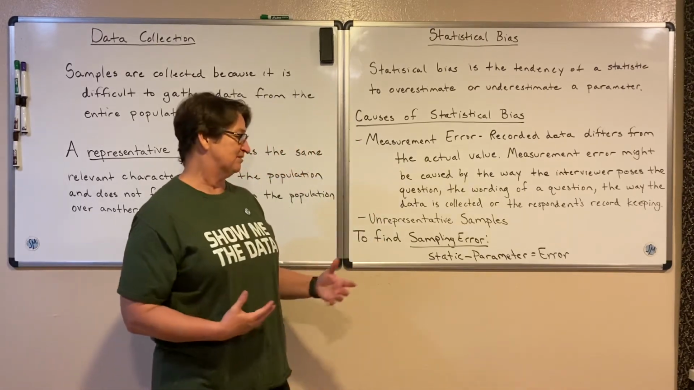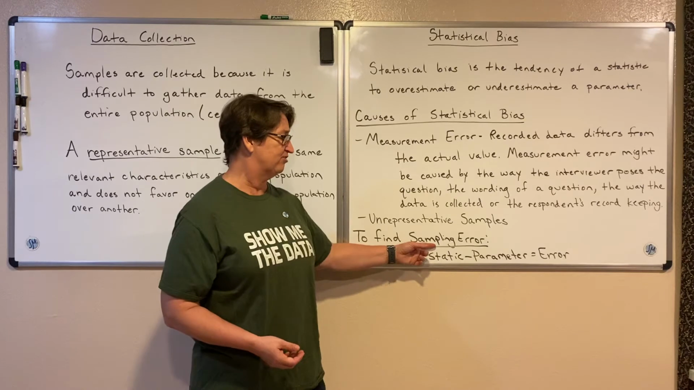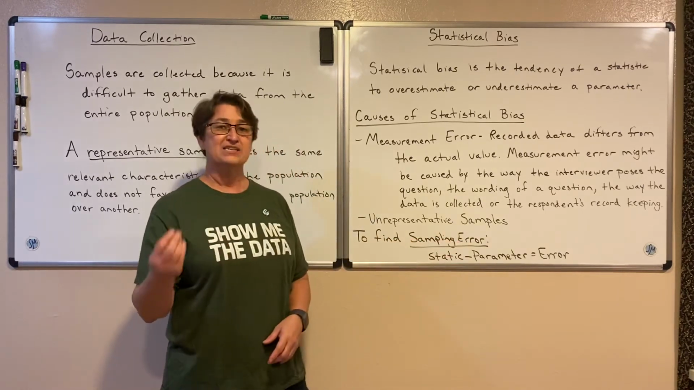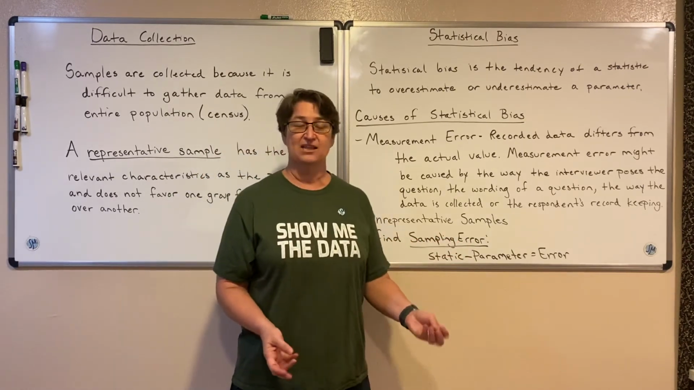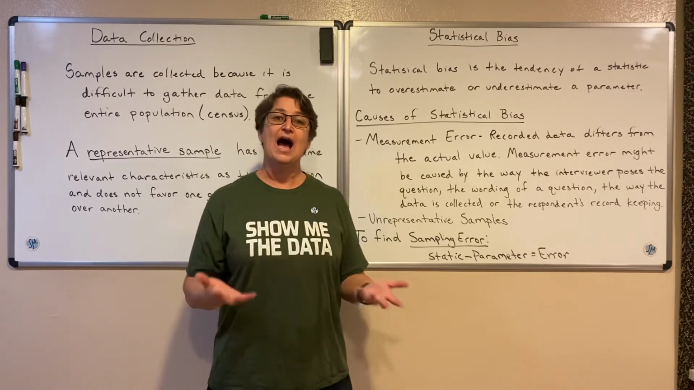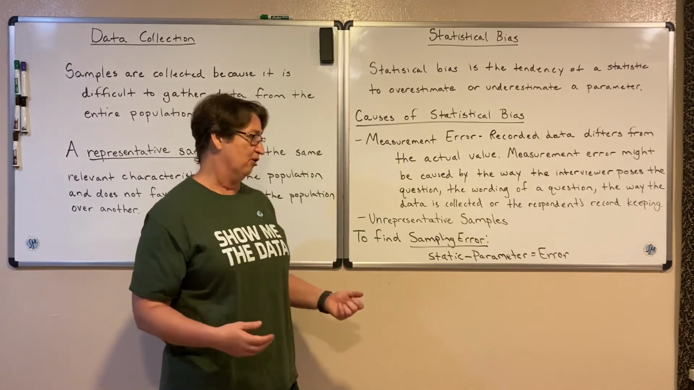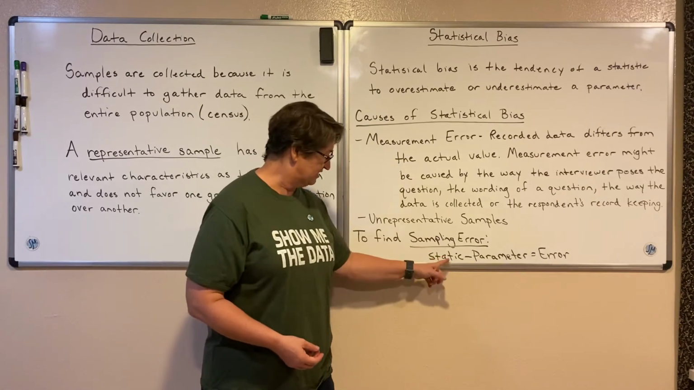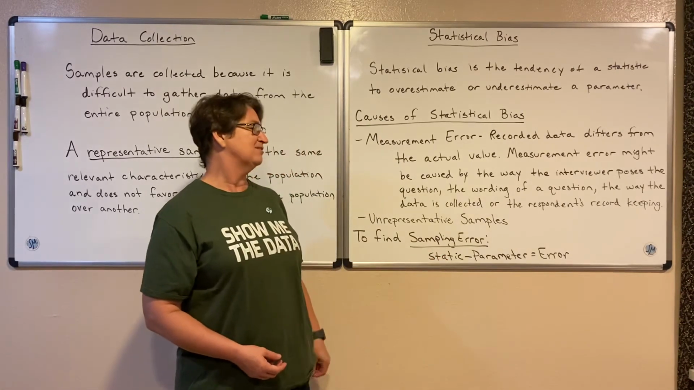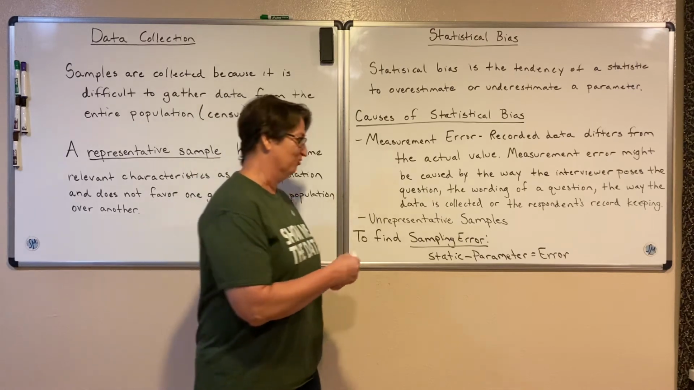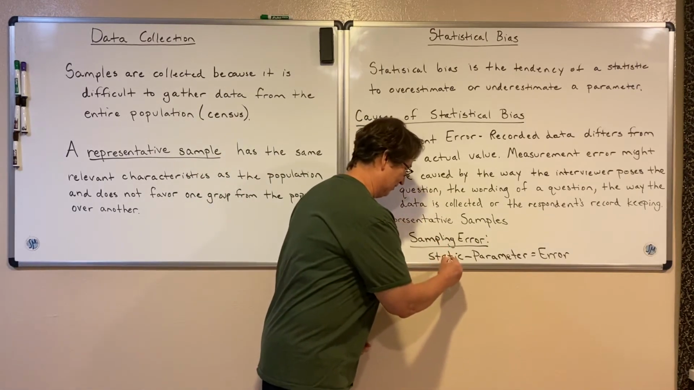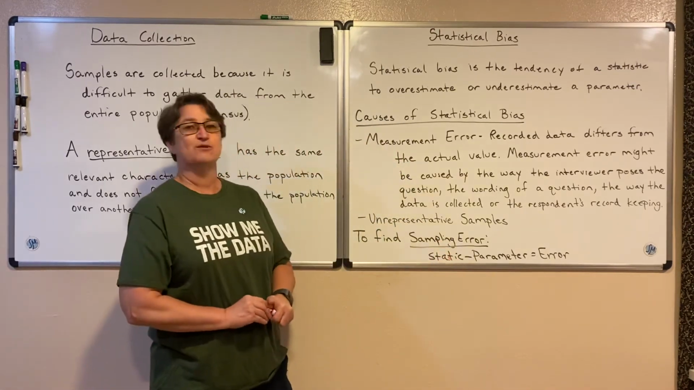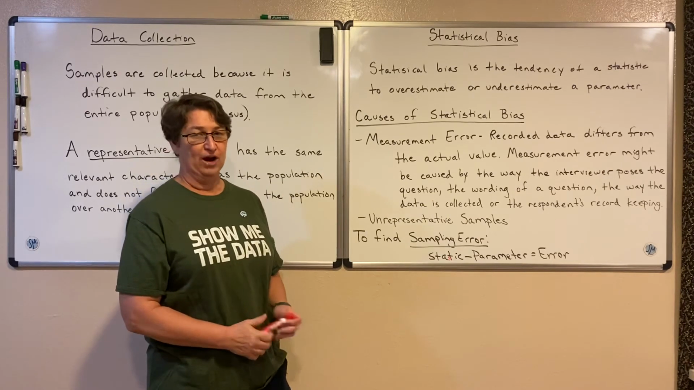And when I have that statistical bias, I end up with sampling error. When my statistic is not exactly the same as my parameter, I have some statistical error. And to find that statistical error, I just find the statistic minus the parameter, and that equals the error. I think there's supposed to be an S right there. Statistic minus the parameter, and that equals our error.